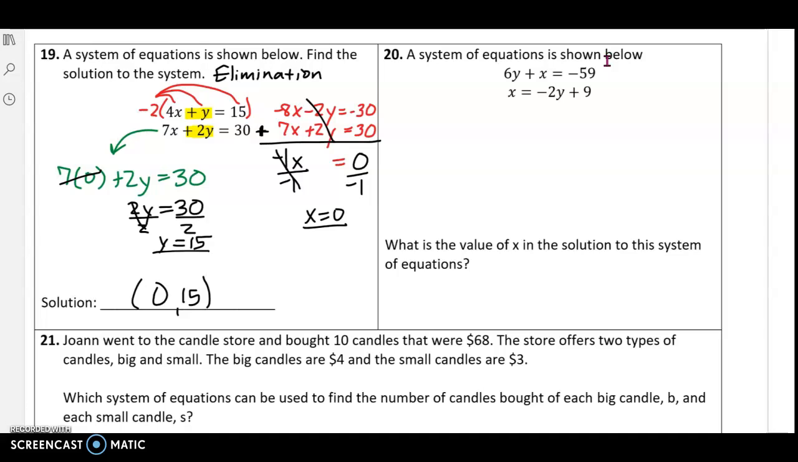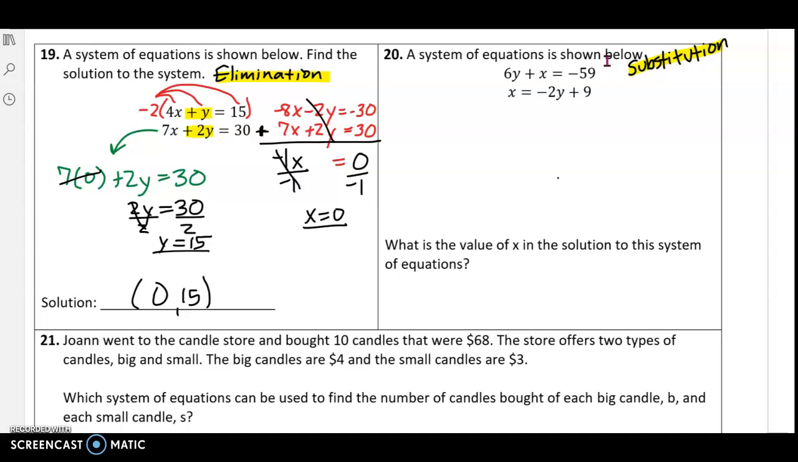All right, let's look at number 20. This one, since x is on its own, this is a great one for substitution method, which a lot of people liked. It's fun, I enjoy it. Substitution method is probably the best one for this particular problem, whereas the last one were both in standard form, so elimination was a little bit better.